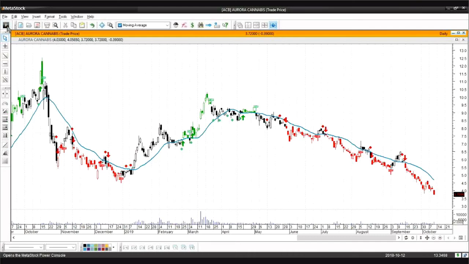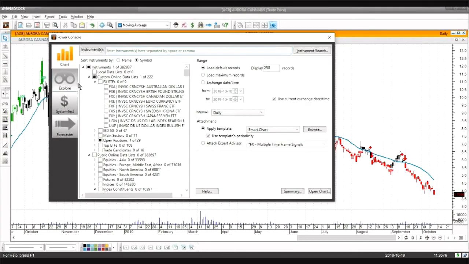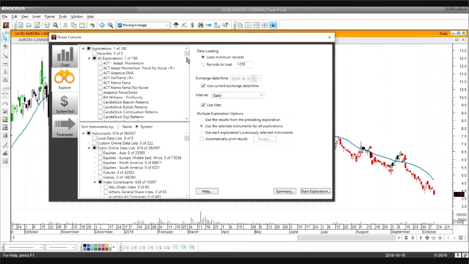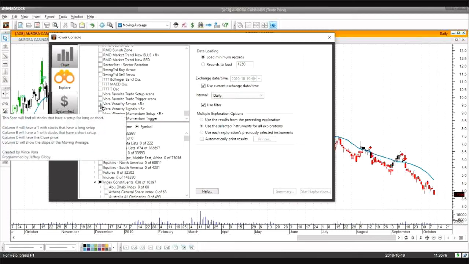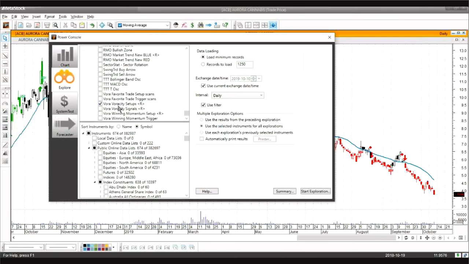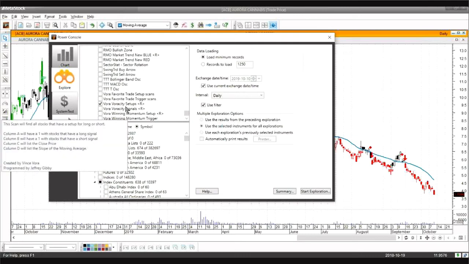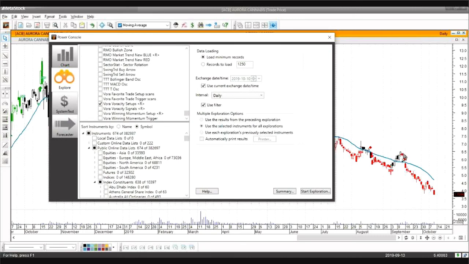Let me quickly show you the other two pieces of this. If you go to the top left-hand corner, the power console here, number one, there's the Explore tab here. If we click on Explore, the top section here has all the indicators programmed. You've got to go to the bottom. It's in alphabetical order. Here are mine. You want the Vora Veracity. Now, there are the setups and there are the signals. The setups are those little diamonds, right? Where it's giving us a heads up that a trade may be coming. The signals are the ones that have already populated the arrow and are ready to jump in.